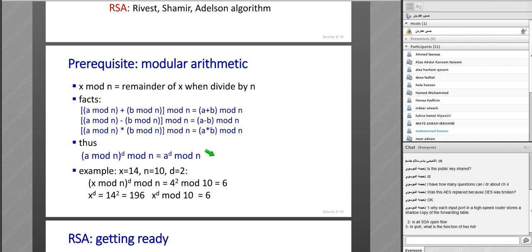The first question is this: why in each input port in a high-speed router do we store a shadow copy of the forwarding table? Or in a more general form, why is there a copy of the forwarding table in each of the line cards of a router? Why? The answer is easy.